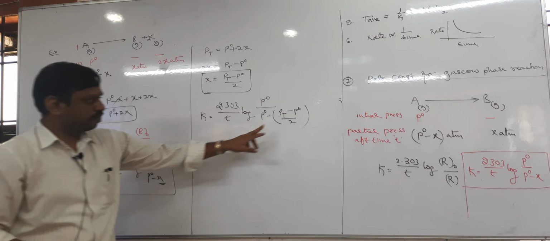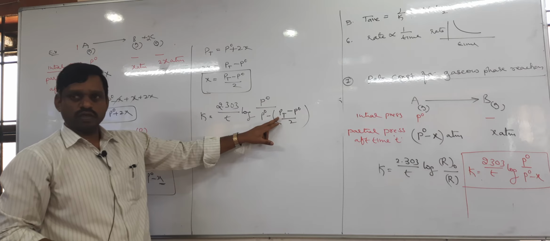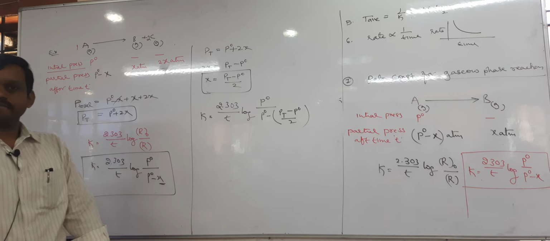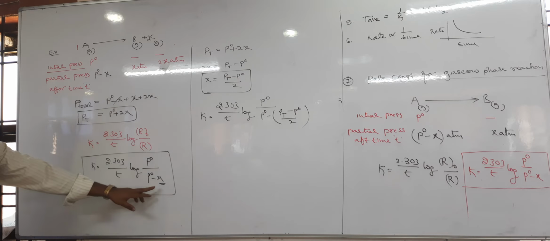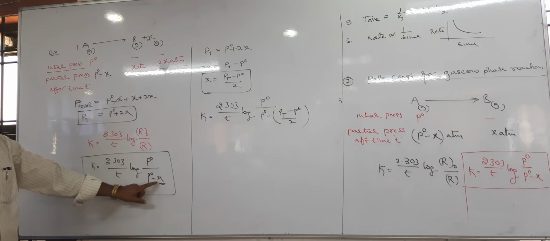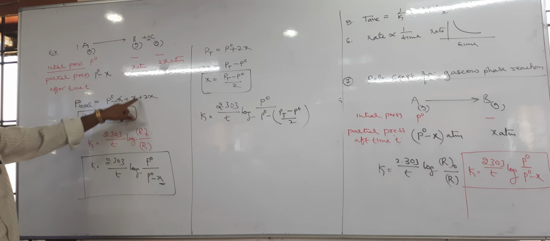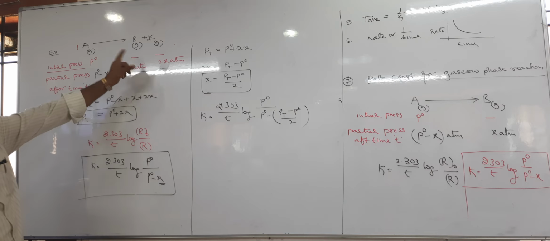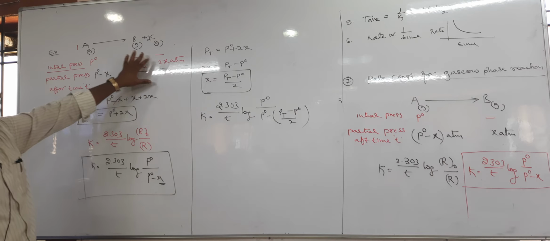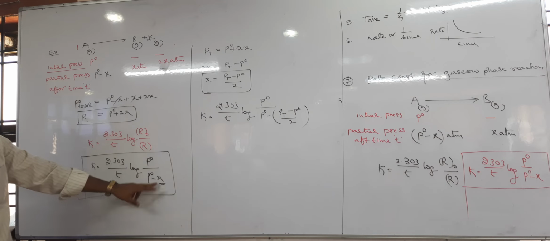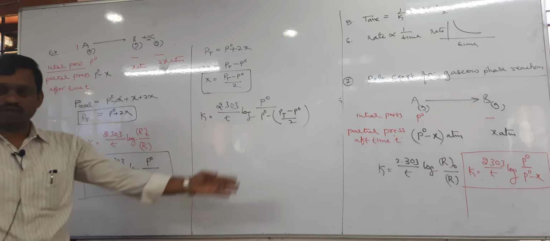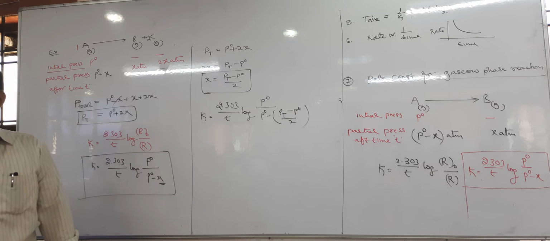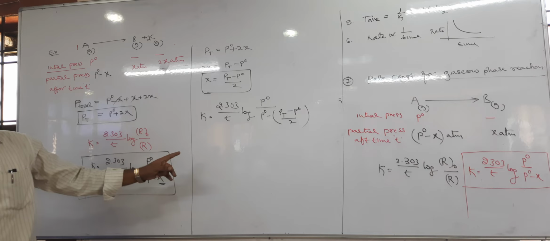So you know the P naught value, P total they will give in the question, and you can get K. X is the partial pressure of product. If they give the partial pressure of any one product, you can get the x value. Otherwise, most of the time they will give P total, the total pressure of the gaseous mixture, and you can get the K value like this. I hope it's clear now. Fine.